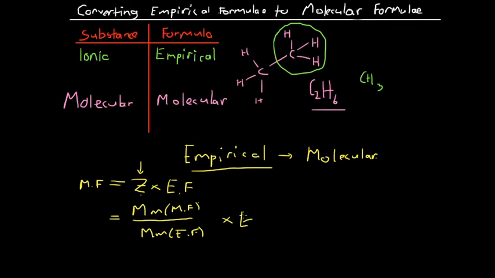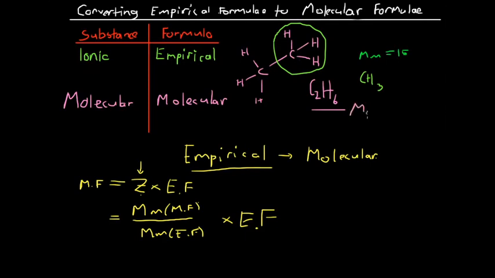Okay, so for example, say we're told that the empirical formula of the substance we're looking at is CH3, and we know that the molar mass of this equals 15. Well, we can figure out that the actual substance we're dealing with is ethane, or C2H6, if we're told that the molar mass of the substance we're dealing with is 30.